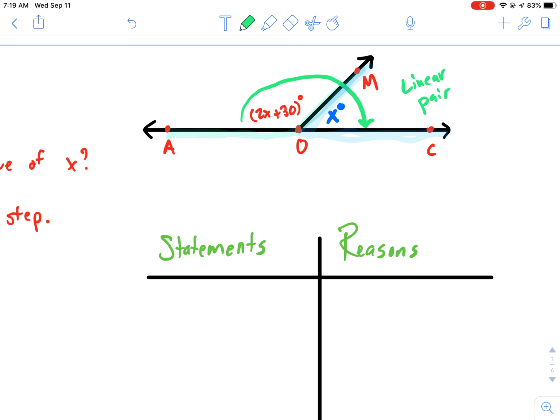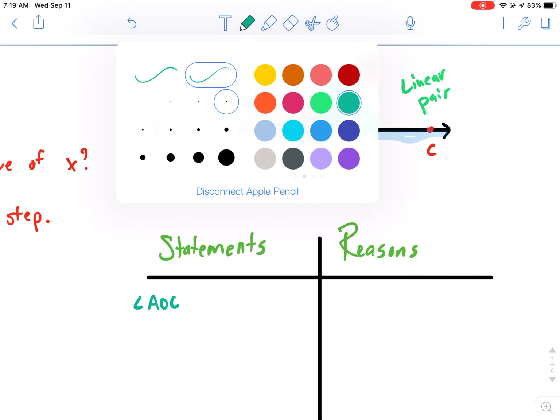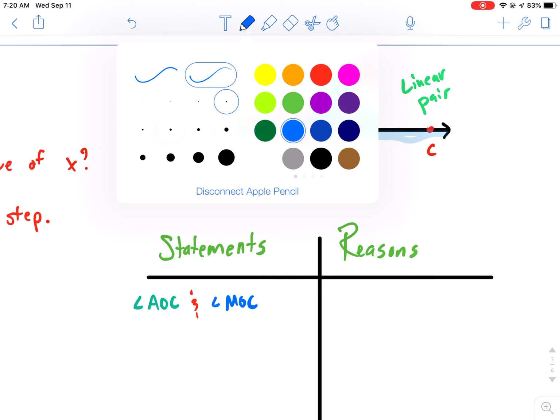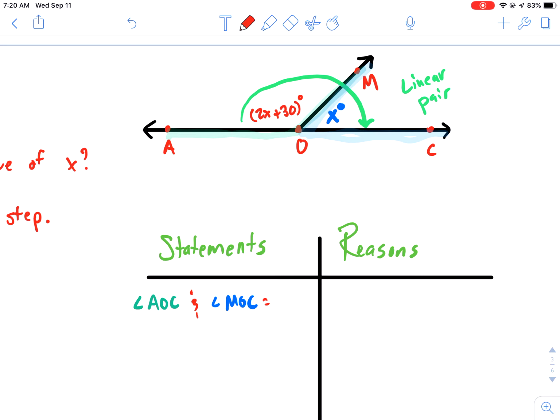Our first step, what do we know? Well, we know we have an angle AOC. Let's use red, and our blue angle MOC. We're going to go over naming conventions, how we name these angles, in chapter 1, so that will be next chapter. Pardon me, not equals. We don't know that yet. They are supplementary.